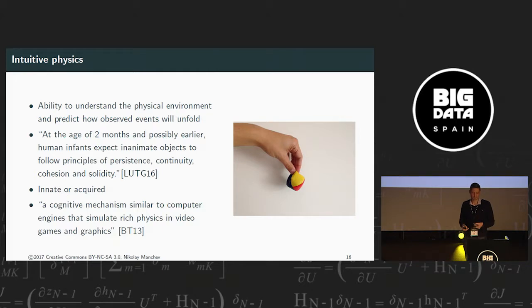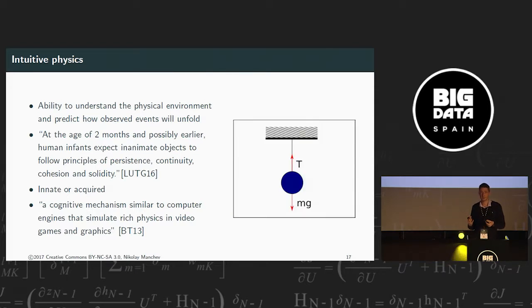There is this very interesting sentence from a paper that Battaglia published in 2013, saying that intuitive physics is like a cognitive mechanism similar to physics engines in computer games. So when you see this picture in the real world, or you experience this situation, what your brain actually sees is something like this.